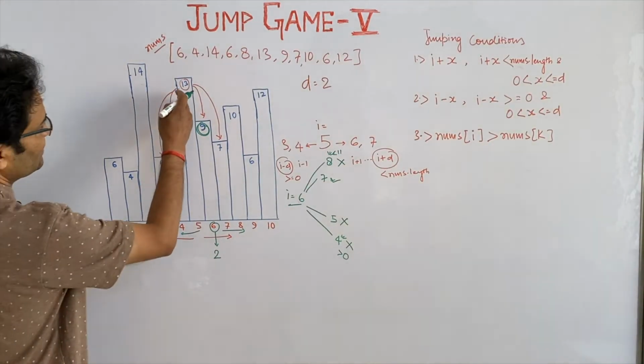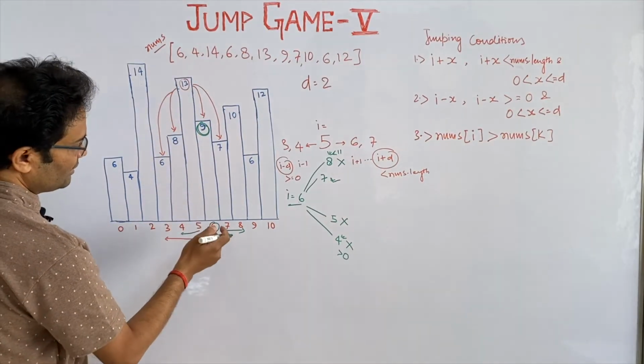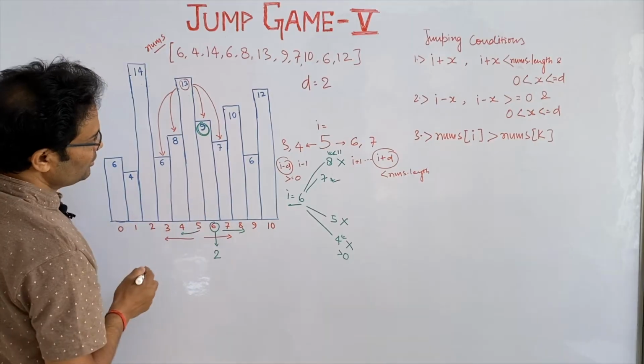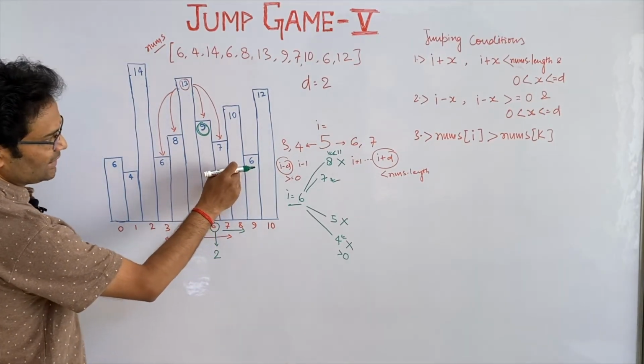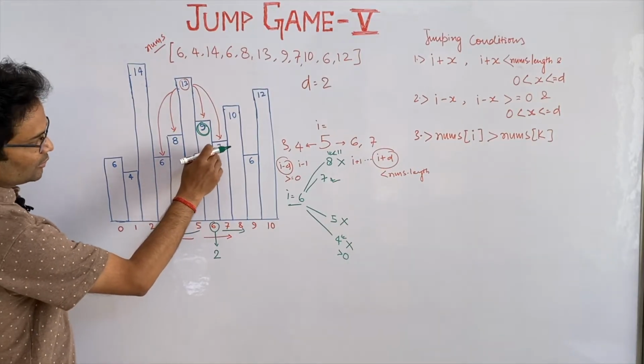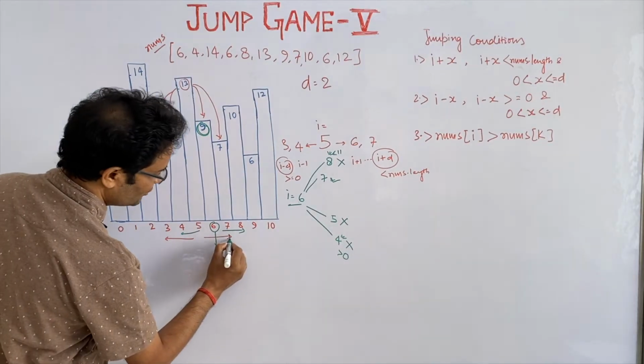Take the example for the 7. From 7, how many can we jump? Of course from 7 I cannot jump to the 10, I cannot jump to the 9 value. So from 7 I cannot touch anything apart from 7. So the 7 value is 1.